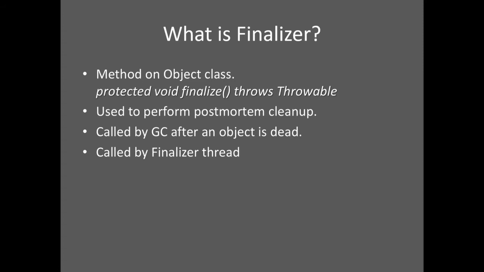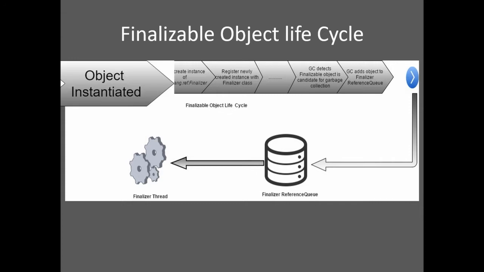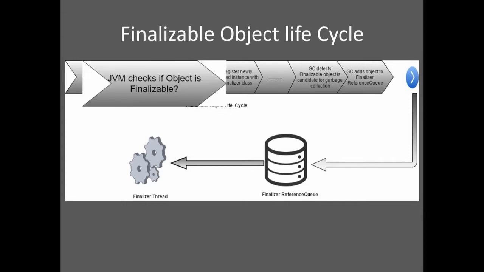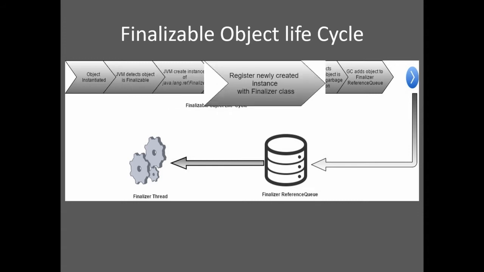And it's usually used to do post-mortem cleanup. So if you have, like, a file handle you want to relinquish after you are done with the object, you can put it in the finalize method. And here's what happens when an object gets instantiated. The first thing the JVM does is check whether the object is finalizable. And the way it checks is by looking at the class to see if it has an overridden finalize method. And if it finds out that the object is indeed finalizable, it creates a new instance of type java.lang.ref.Finalizer and associates the original object as a reference. And then it registers this new instance as a static variable in the Finalizer class.